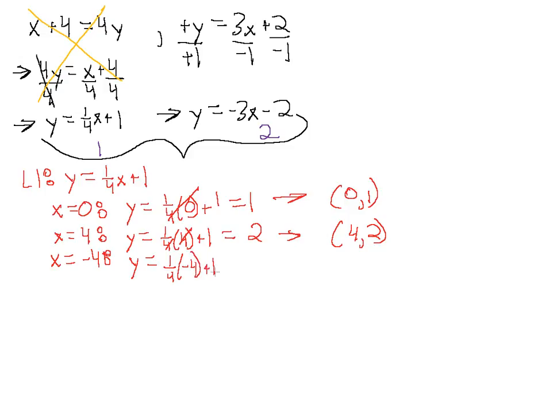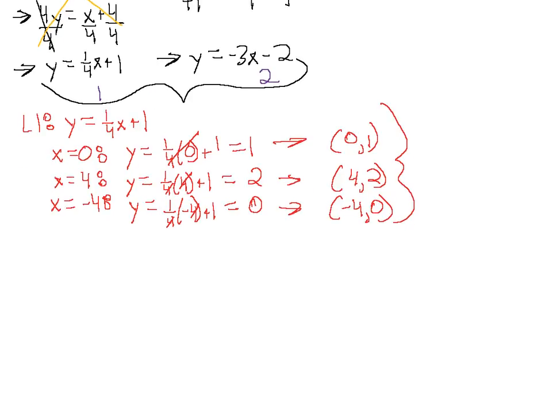Plus 1 equals, these two terms cancel, so we have a minus 1. We're not canceling the minus, just the 4, so we have minus 1 plus 1 gets us 0. So we have minus 4 and 0 as our third point. So these are our 3 points for line 1. Let's go ahead and find 3 points for line 2.